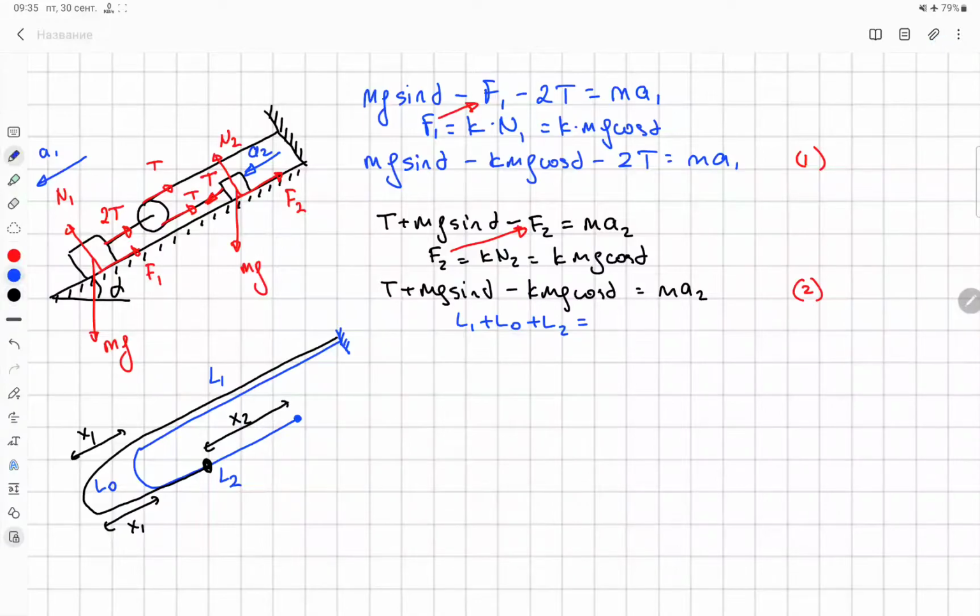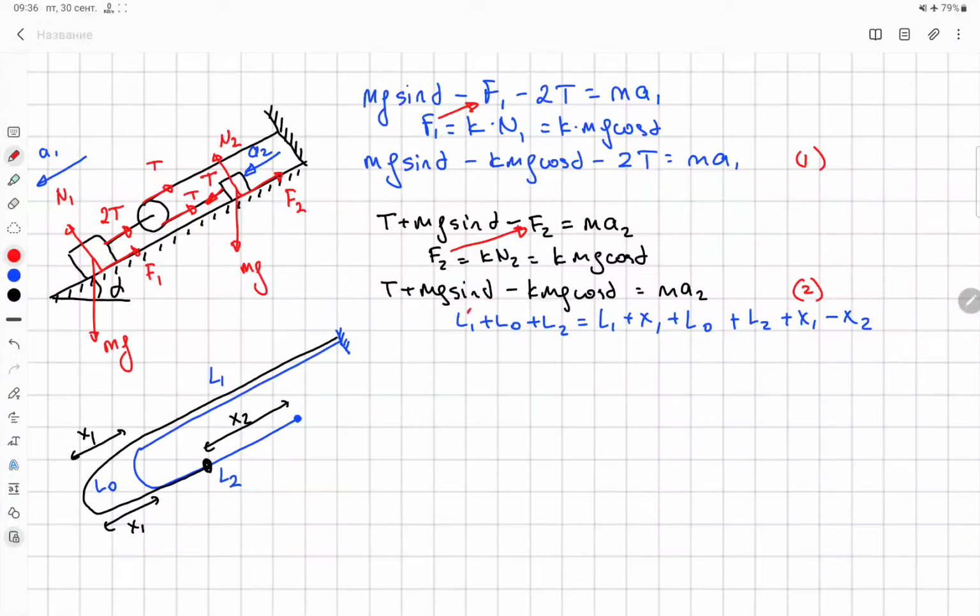Now let's write the new length of the rope, which is equal to the initial one. So length of the rope here equal to what? L1 plus x1, plus here again we have L0. Now let's come to this part. Initially here this part was equal to L2, plus x1 but minus x2. L2 plus x1 minus x2.